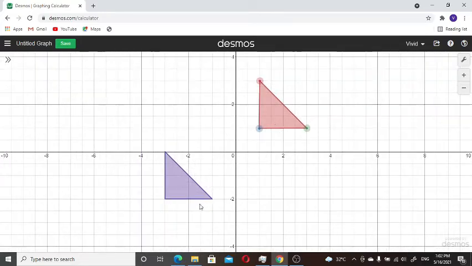You notice that they are very, very similar to one another. Now, something for you to actually understand.